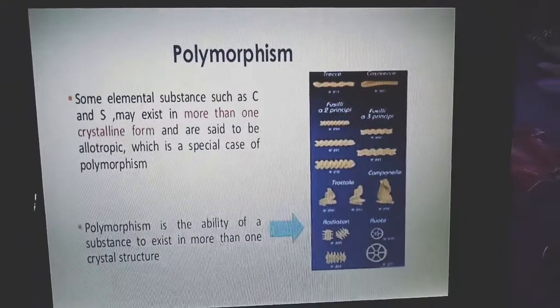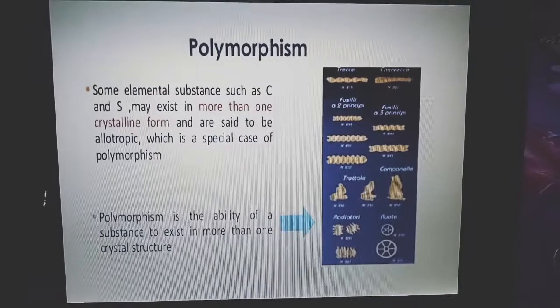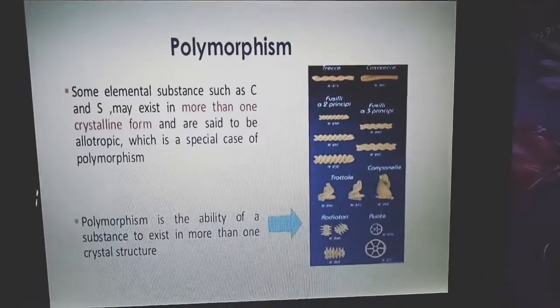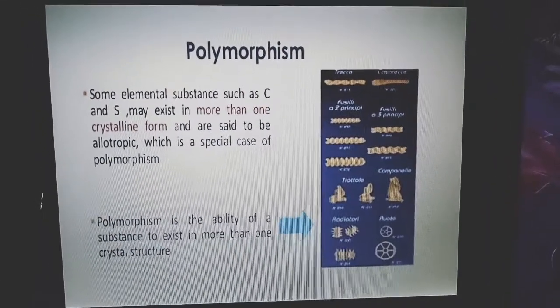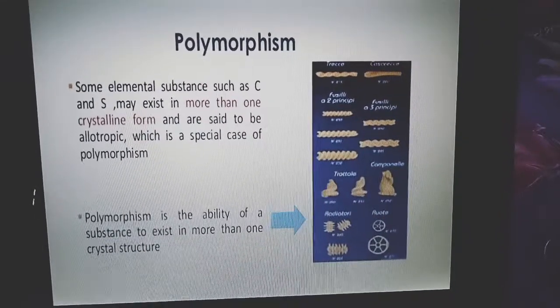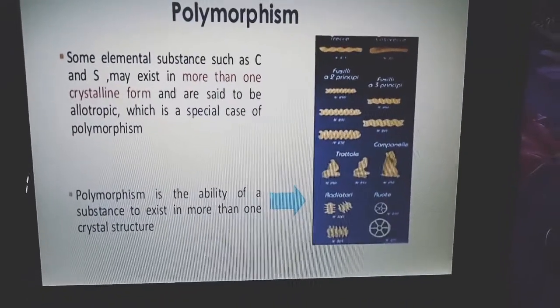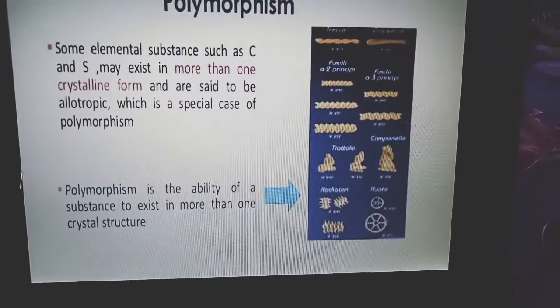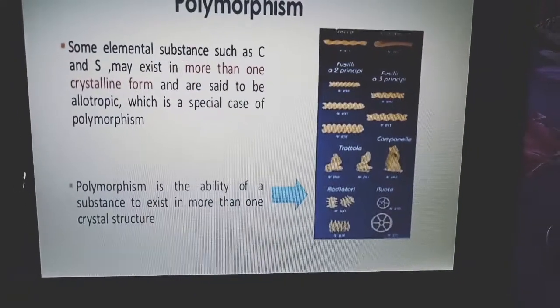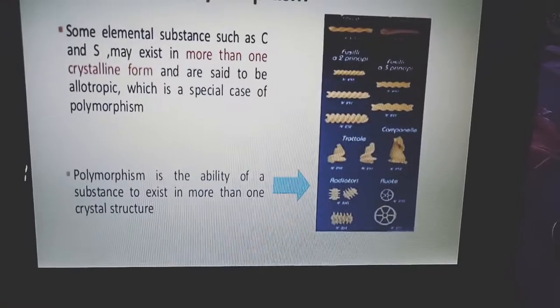Next topic is polymorphism. Some elements such as carbon and sulfur exist in more than one crystalline form. They are said to be allotropic. Allotropic, or in special cases polymorphism, means when a substance exists in more than one crystalline form.